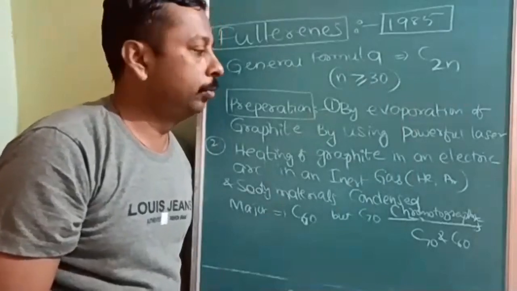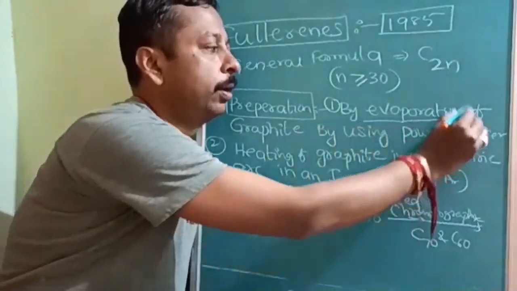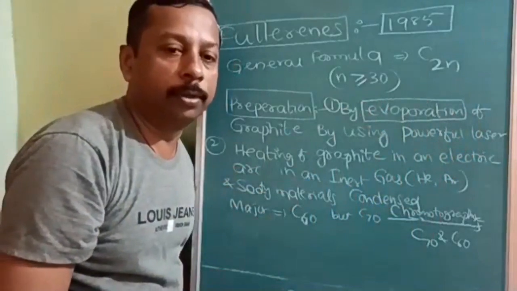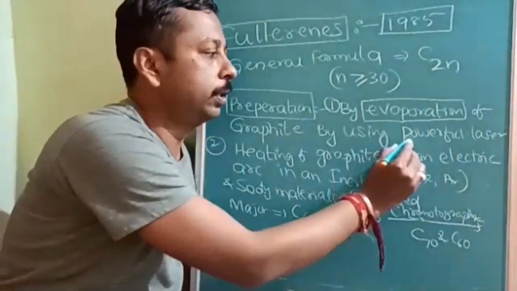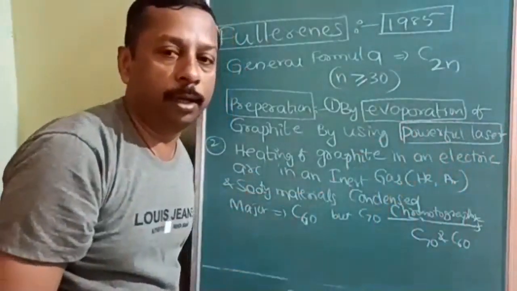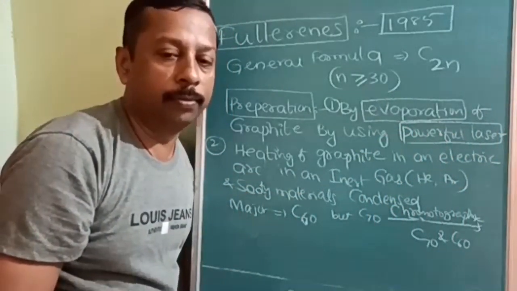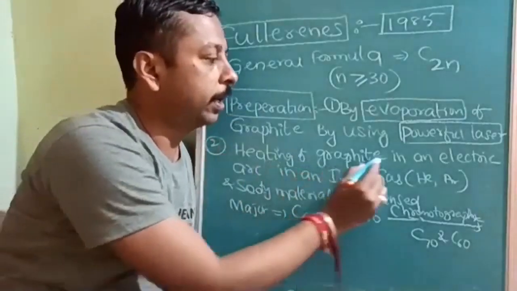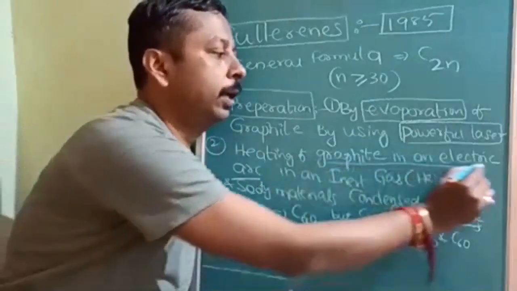So how are they prepared? They are prepared by two methods, and only a very small amount can be prepared. If you want to prepare a small amount, what we will do is evaporate graphite using a powerful laser. This is used only for a small amount. But if you want to make a large amount, then heat the graphite in an electric arc.